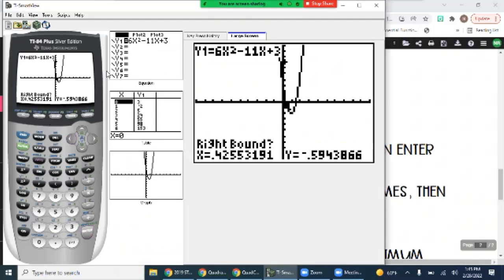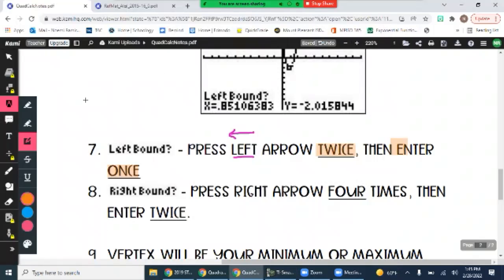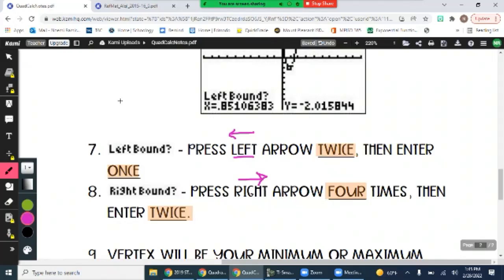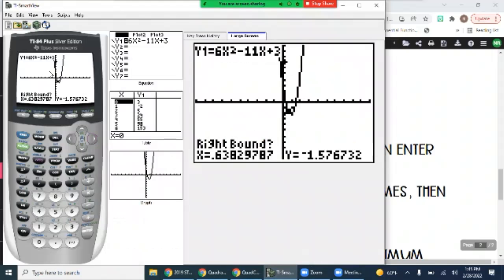Everybody see it? Okay. Now, when you see that question pop up, right bound, you're going to press the right arrow how many times? 4 times, and you're going to press enter twice this time. Right 4, twice enter. 1, 2, 3, 4, enter twice. 1, 2. And it'll give you your vertex. It should say minimum. Everybody there? Did you get it? Good.